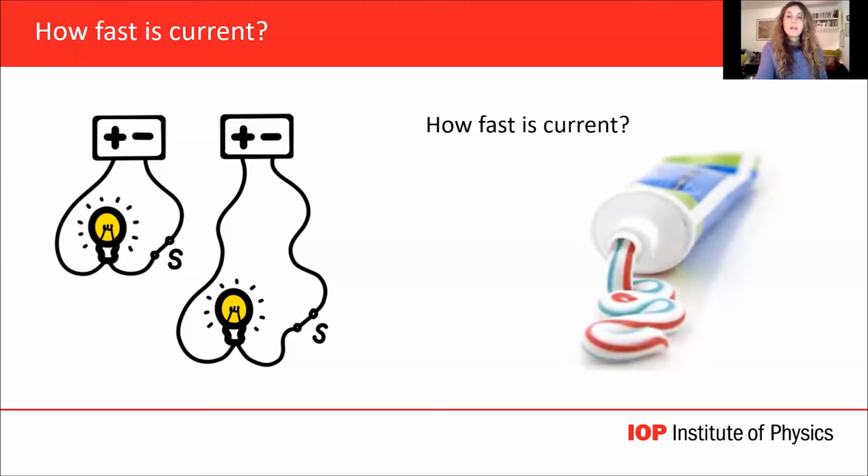If we have a very long tube of toothpaste with the lid off, there's a photograph here of a typical example, and you squeeze the bottom of the toothpaste, what you will see is that the toothpaste comes out instantaneously at the top. Now, how does this model what's happening in the electric circuits?